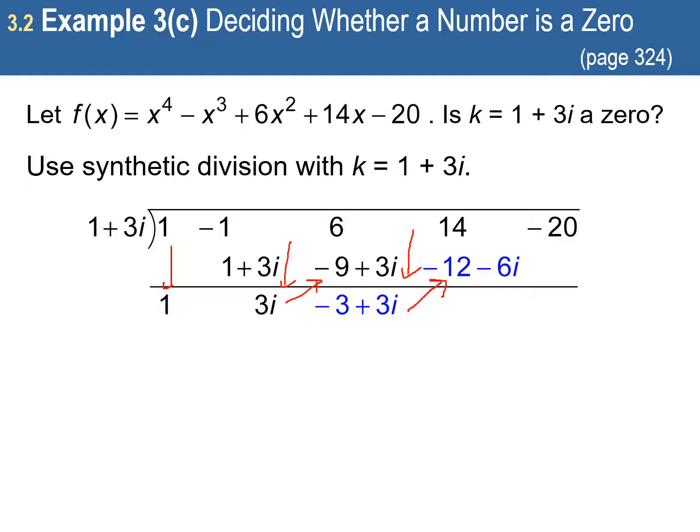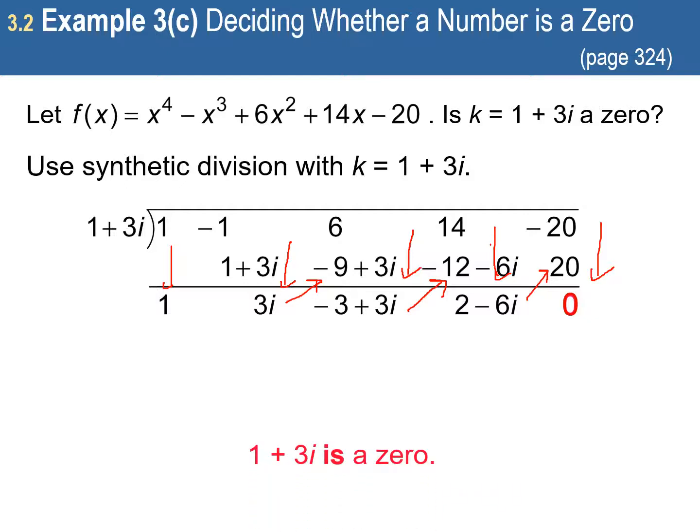This gets a little complicated. I get negative 12 plus 6i. Add straight down, I get 2 minus 6i. And 1 plus 3i times 2 minus 6i is 20. When I add straight down, I get a remainder of 0. So yes, this is a 0. By the way, that also tells me that 1 minus 3i is also a 0.